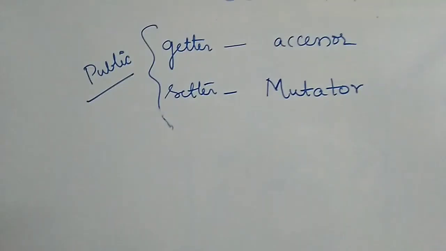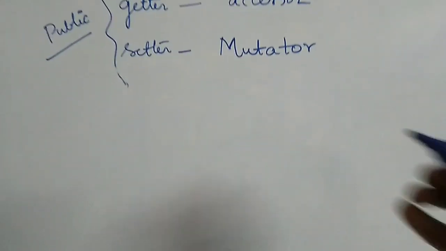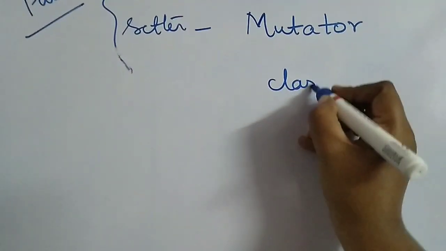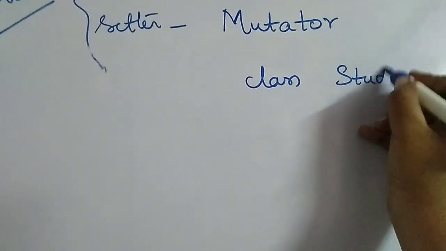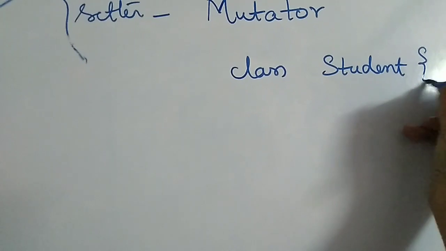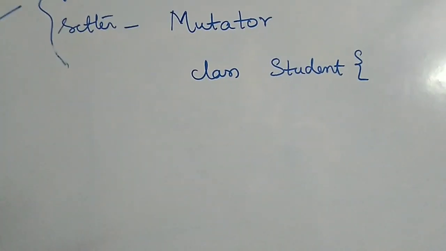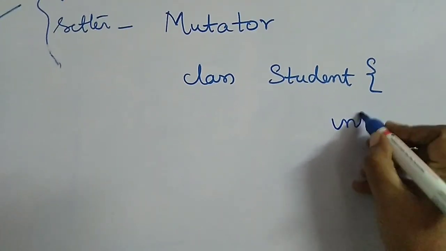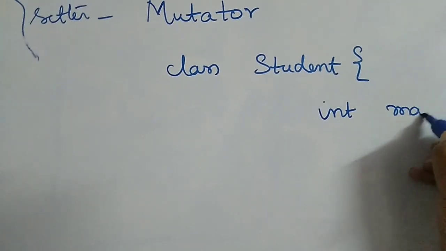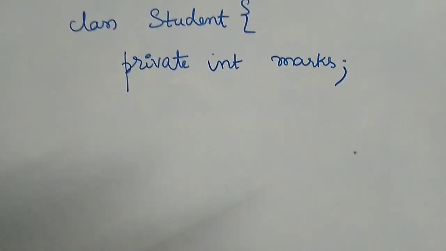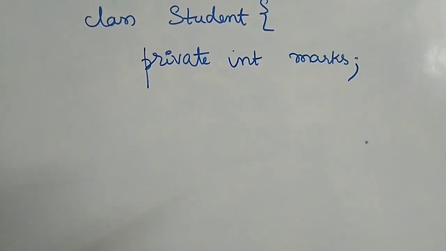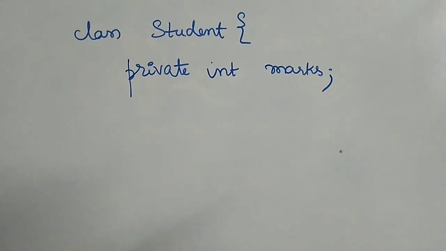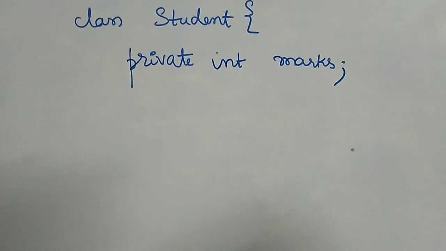We'll see this with an example. Say, for example, I have a class which is Student. Inside the Student class, say there is one data field, the marks of the student. So I have a data field which is marks. To access the marks or to set the marks, we need to have the getter and setter methods.